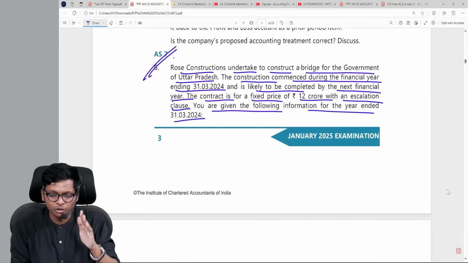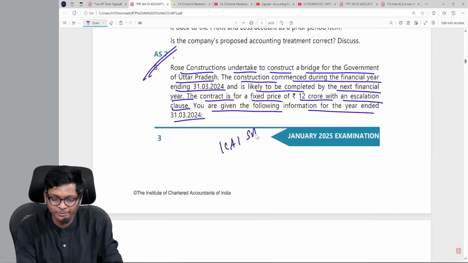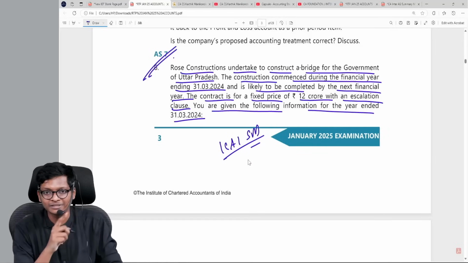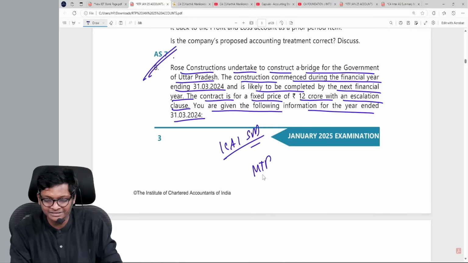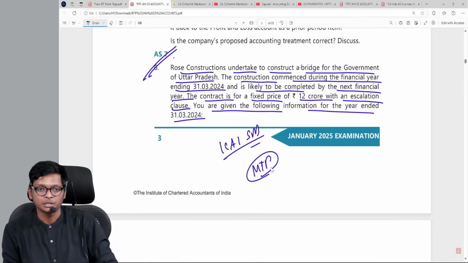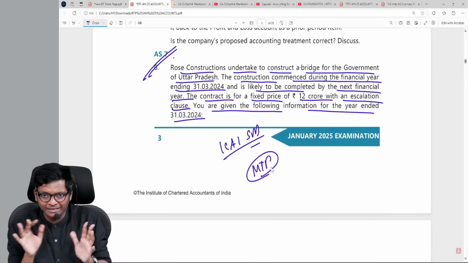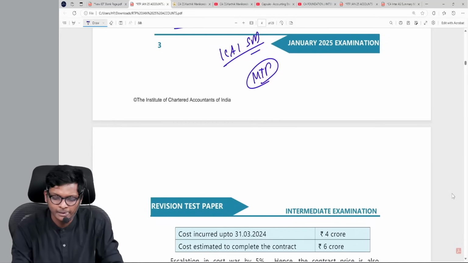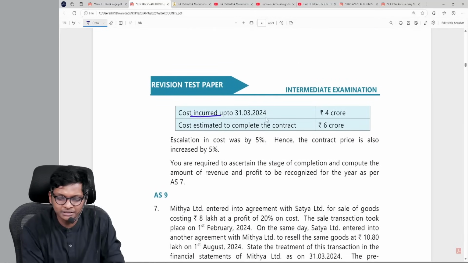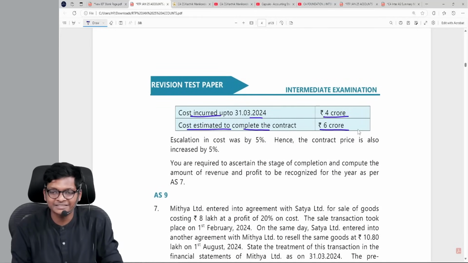This question is not there in the ICAI study mat, but this was there in the old syllabus study mat. Old syllabus MTP it was there. Now it's again back in RTP. So study mat old MTP, easy question. What they're saying, cost incurred up to 31st March is 4 crores. Cost estimated to complete the contract is 6 crores.